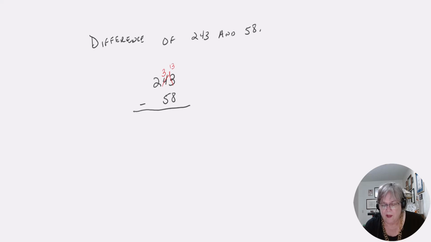8 from 13 is 5. I cannot take 5 away from 3, so I borrow. 5 from 13 is 8, and nothing from 1 is 185. I should make them all the same color. All right.